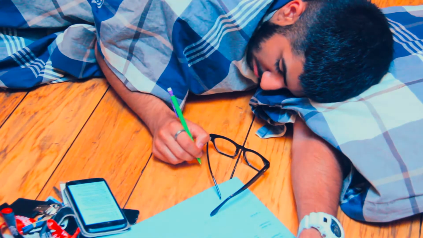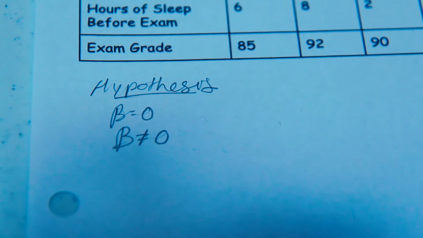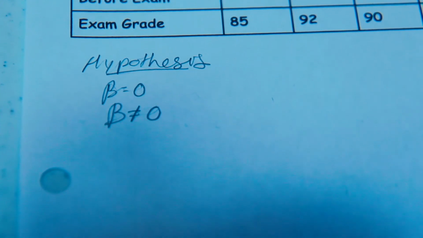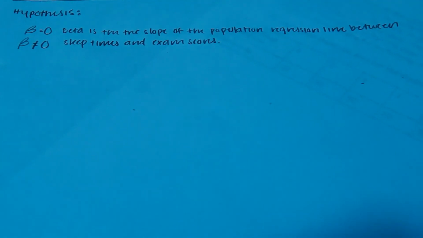Oh, hypotheses then. Null hypothesis is beta equals 0. The alternative hypothesis is beta does not equal 0. Remember to define the parameters. Beta is the true slope of the population regression line between sleep times and exam scores. The test statistic is b minus 0 over s sub b.